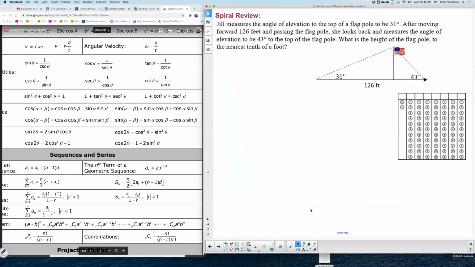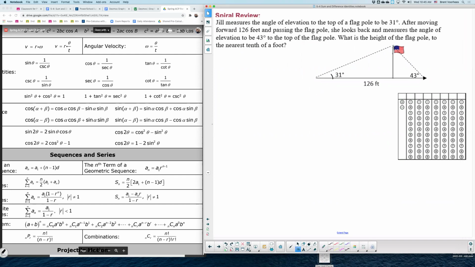Now let's take a look at this ACP problem. It says Jill measured the angle of elevation to the top of the flagpole to be 31 degrees. That's right here. And elevation just means the angle's looking up. If you're wondering what that vocabulary means, that's what it means. Jill moves forward 126 feet. That's why there's an arrow here. They move this way. Passing the flagpole, she looks back, and the measure of the angle of elevation now is 43 degrees. That's looking up. What is the height of the flagpole? That's what we're trying to solve here, to the nearest tenth of a foot.